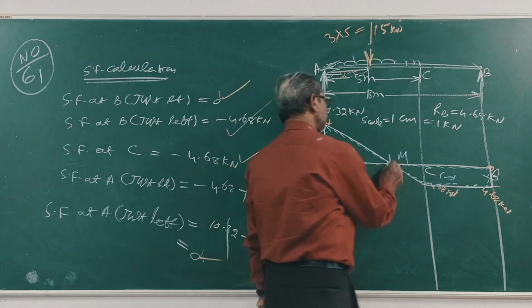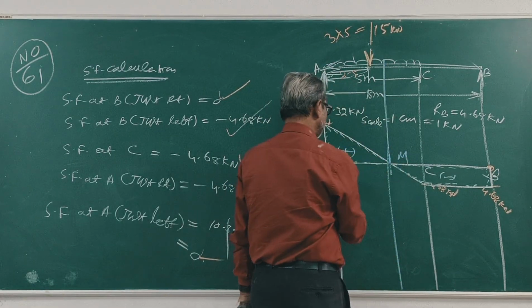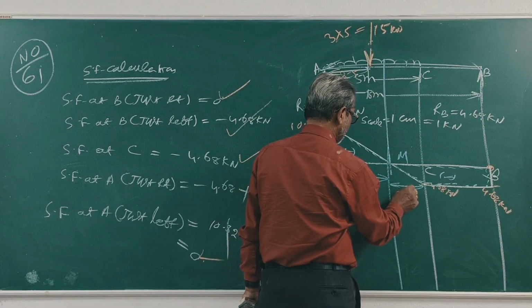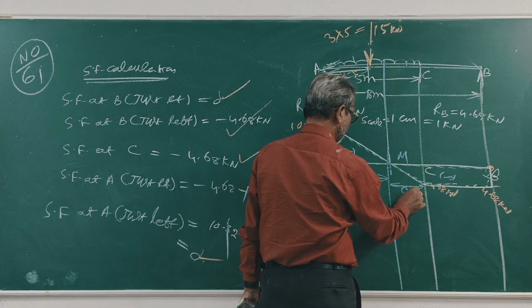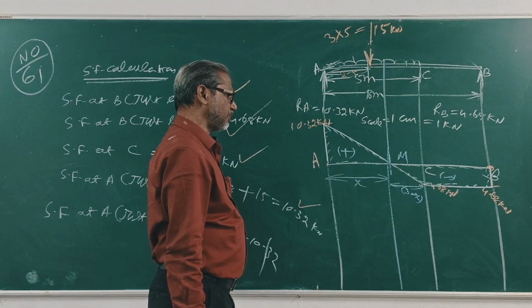Let this be distance x, and this is 3 minus x. We will find out what is the value of x or 3 minus x.